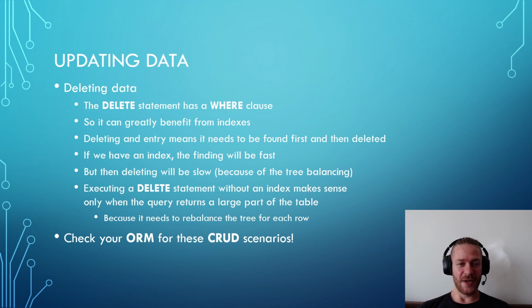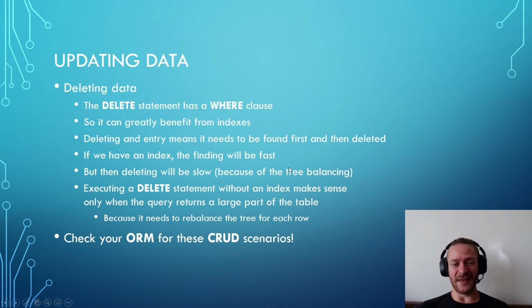With deleting data, the delete statement has a where clause which can greatly benefit from indexes, but there's a small catch. What it means to delete an entry for the database. First, the entry needs to be found and then it needs to be deleted. So if we have an index, the finding part will be very fast because the index will be helpful there. But then deleting will be slow because we need to rebalance the tree again. So the index is helping part of the delete operation, but it's slowing down the other part.